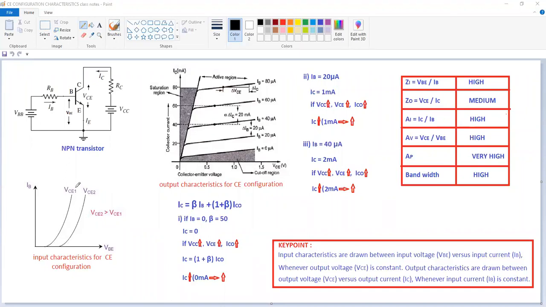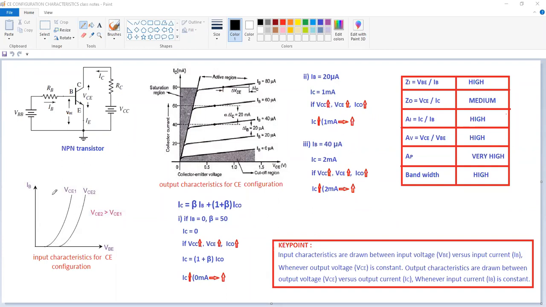like this, whenever the output voltage VCE is 0 volts. And if you change this output voltage VCE to some other value, either 2 volts or 4 volts, then the characteristics are shifted towards the right side. That means the output voltage is affecting this input characteristics. Because of that, the input graph is shifted towards the right side.